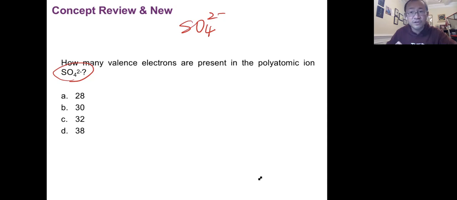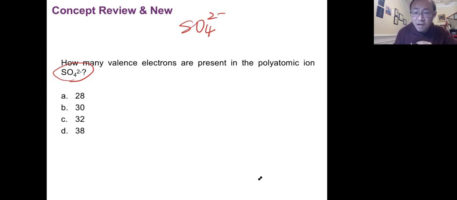Where do those 2 negative charges come from? From 2 electrons. This thing is not neutral. It means the SO4 has 2 extra electrons gained on top of the total valence electrons. Because the charge again is -2. Each electron charge is -1. This guy is not a molecule, it's an ion.